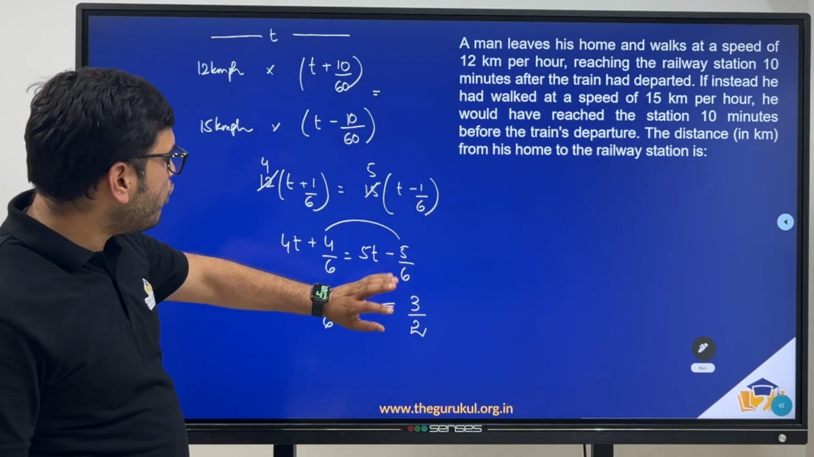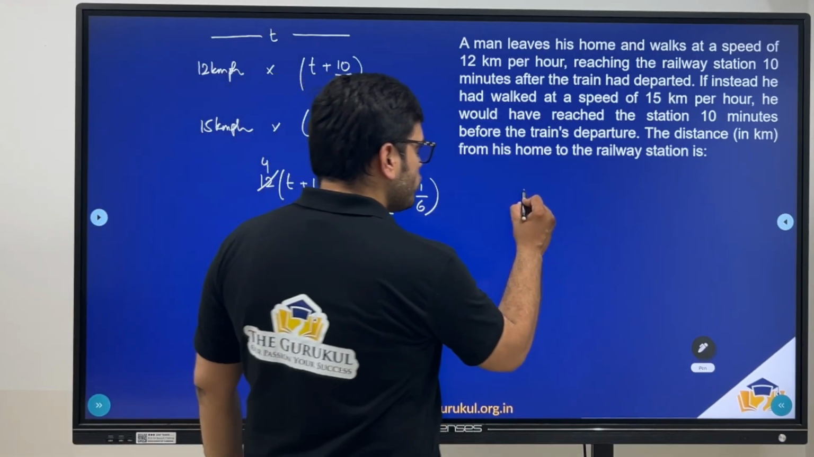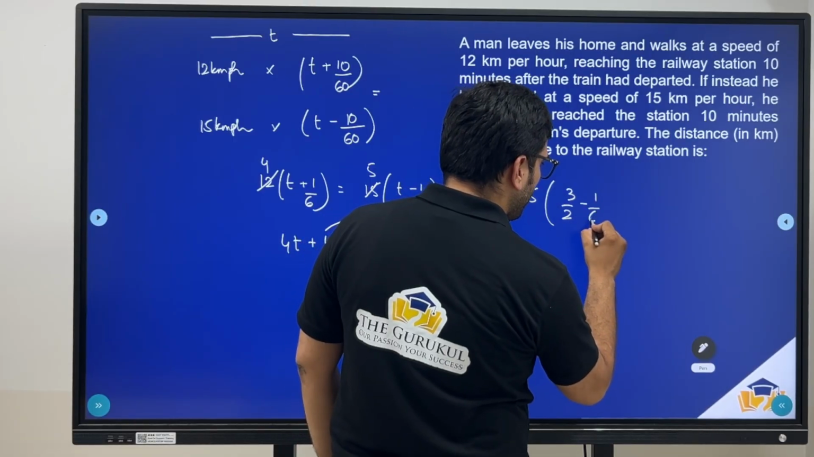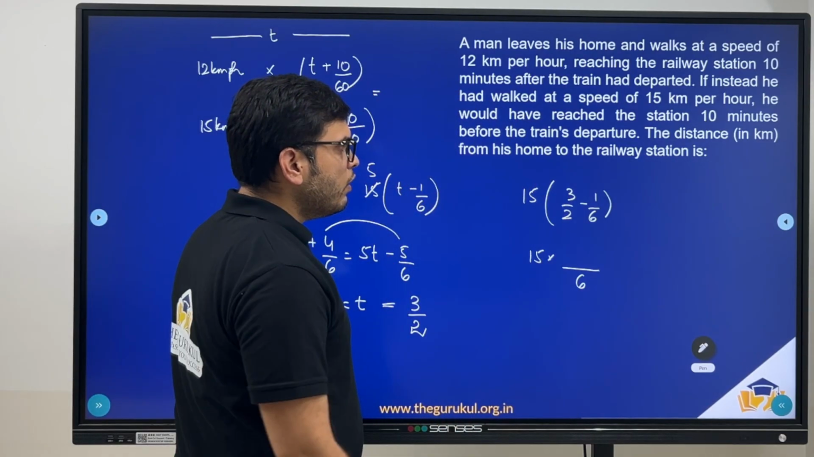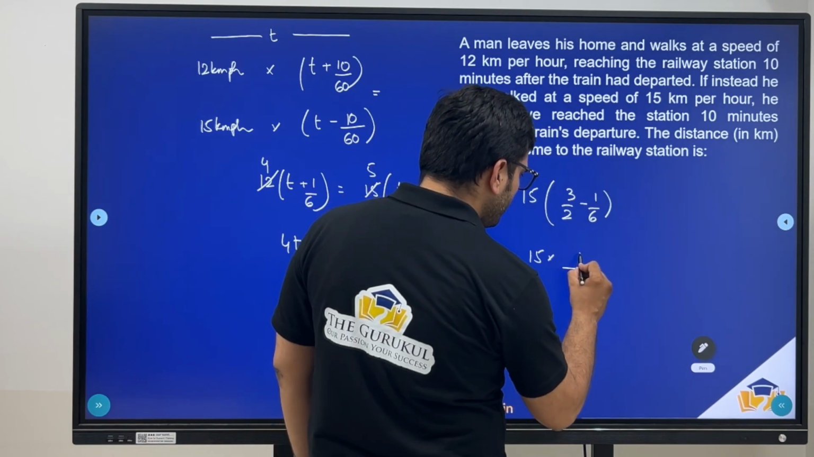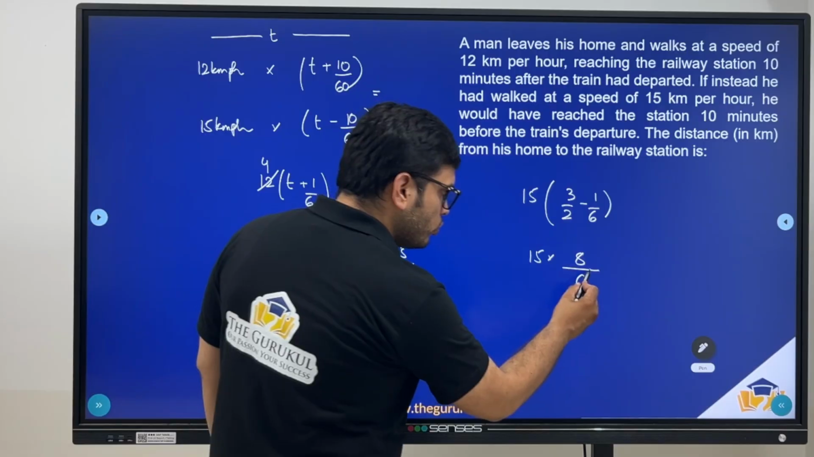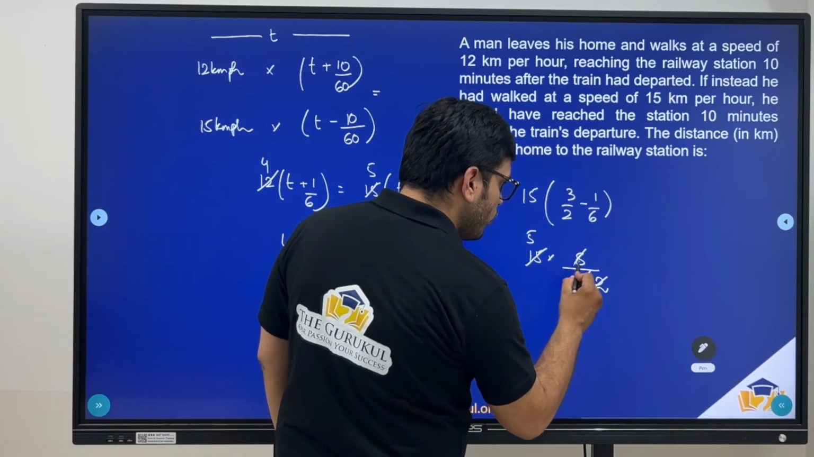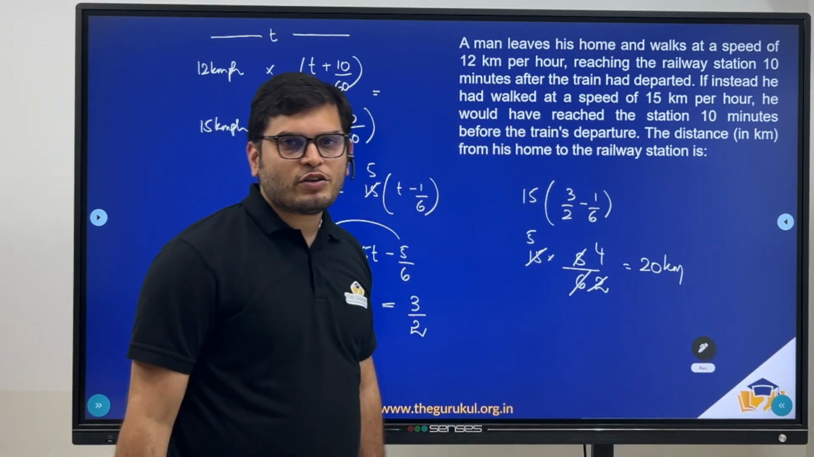So you can substitute the value of t in any of these two. Right. So let me substitute here. So 15 into 3 by 2 minus 1 by 6. So 15 into, LCM is 6. Right. Now 3 into 3, 9. 9 minus 1, 8. Right. So 3 twos, 3 fives, 2 fours. So 20 kilometers should be the answer to this question.